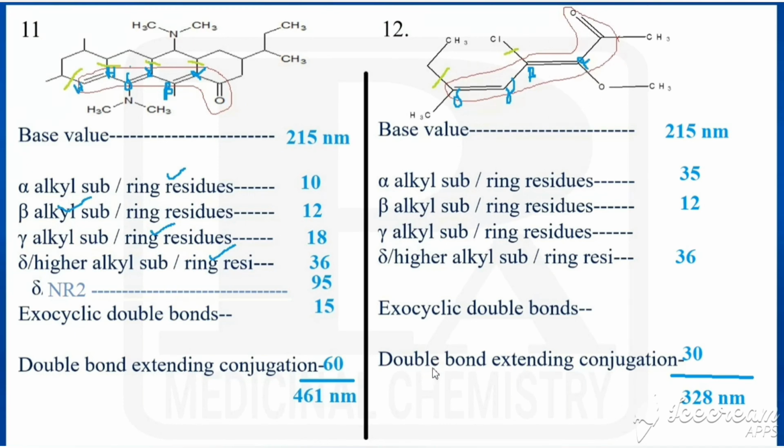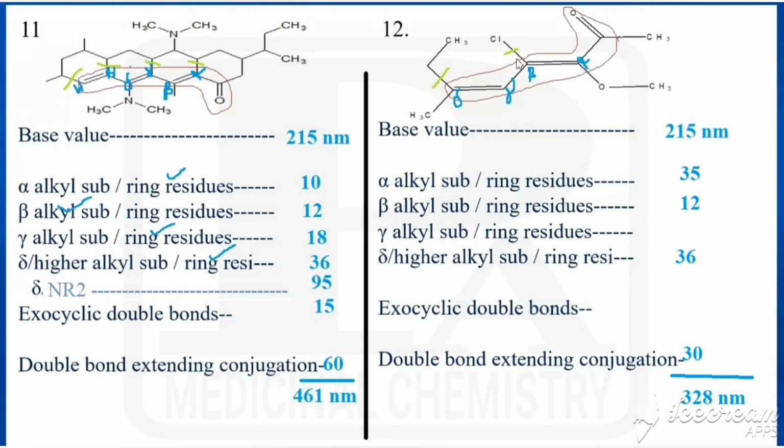Now we have to find the double bond extending conjugation. So here parent should have 1 double bond. Other than that it is having 1 more double bond. That's why it is having 1 double bond extending conjugation. So for that we have to add the value 30. By adding all this, we are getting the value 328. So that would be the lambda max for this compound.